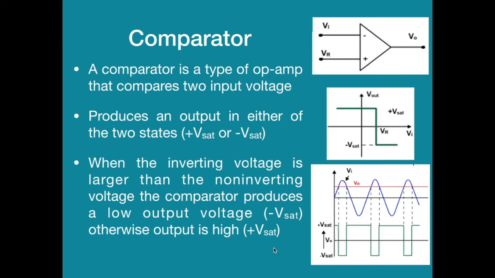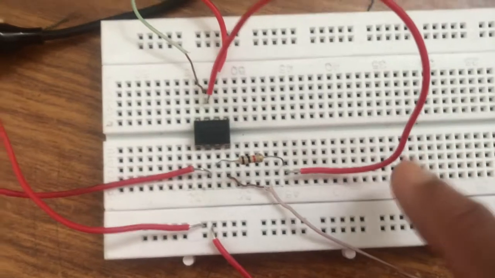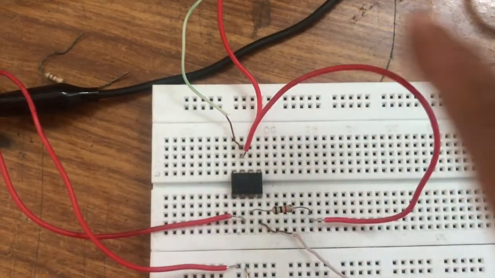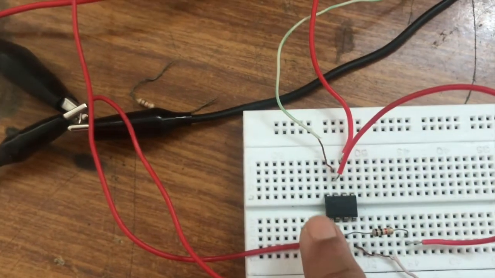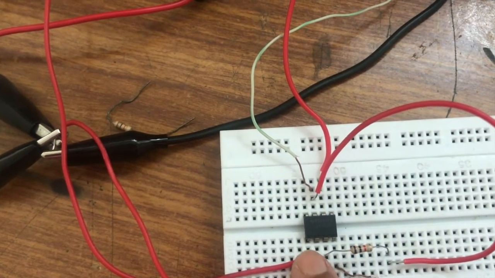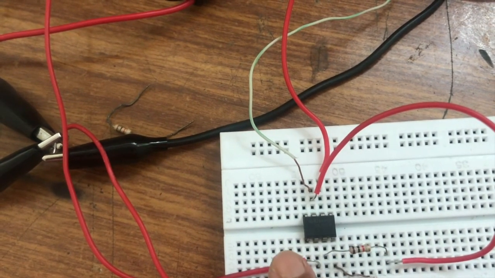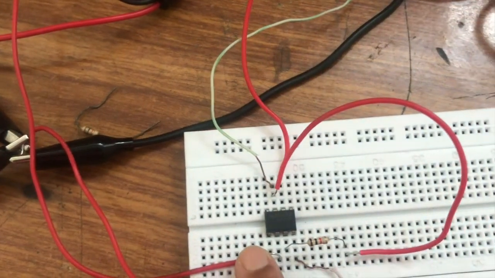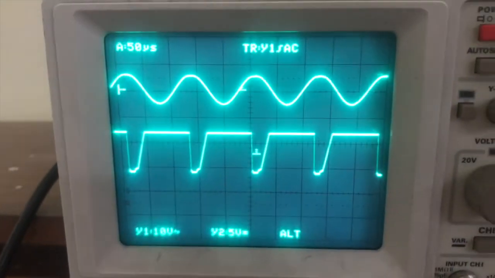Now we'll see it experimentally. We have here the circuit of the comparator. The reference voltage at pin number 3, non-inverting input, is connected through a resistor to the positive supply, and pin number 2 is connected to the function generator. So pin number 2 is given sinusoidal input and pin number 3 is given reference voltage Vr. And now you can observe the waveform on the CRO.